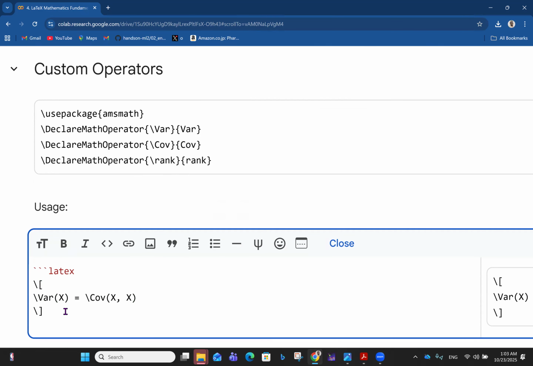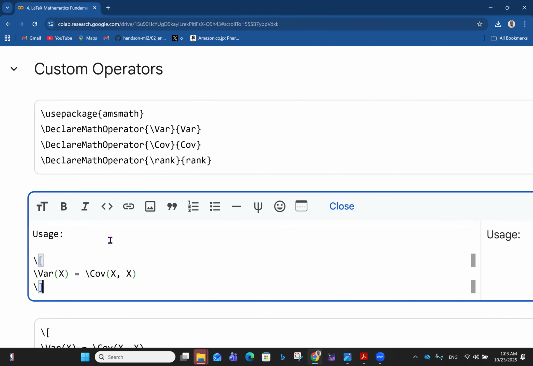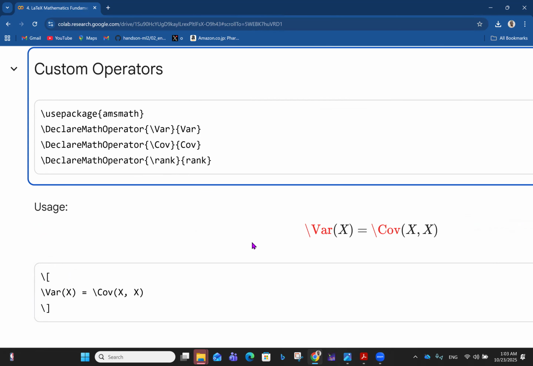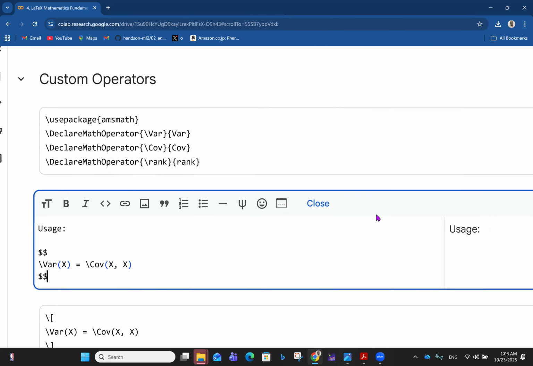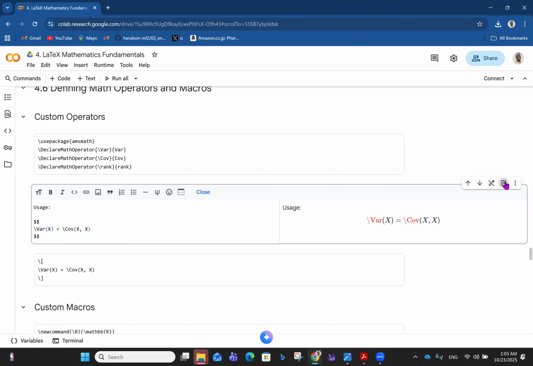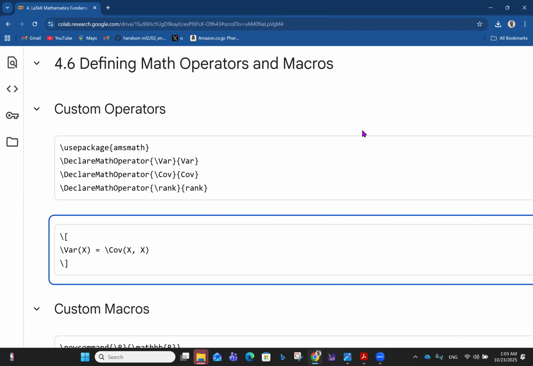So I can just bring this out and use double dollar so we can see it directly from here, since double dollar can work in this Google Colab environment. Okay, it's not working here, because I think it will work in LaTeX, not here. Yeah, got it. So these are custom operators.